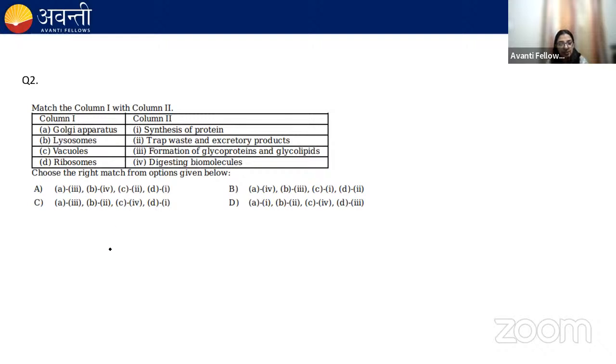Golgi apparatus. Golgi's main function is the formation of glycoproteins and glycolipids. These are the modified proteins and lipids, and they also help in the packaging of the material. So A is third.